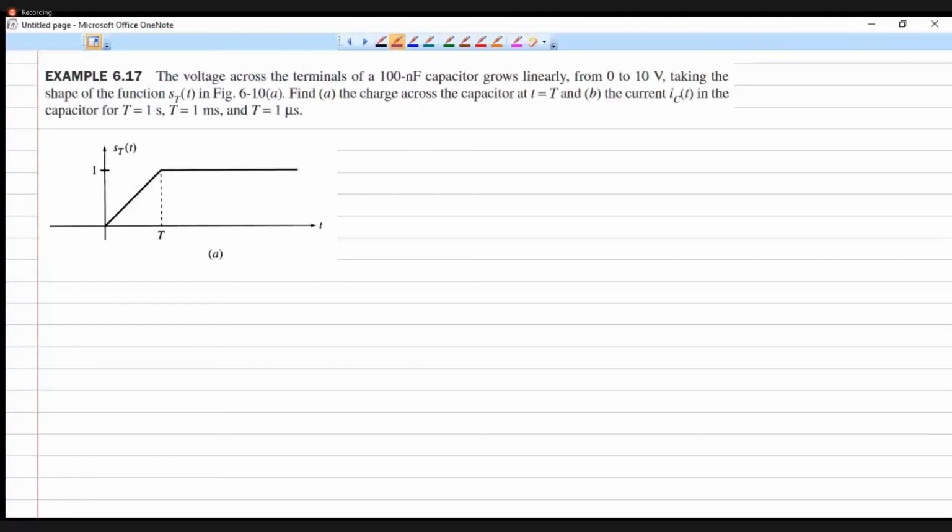So here we are applying a voltage across a capacitor, which is going to grow linearly from 0 to 10 volt, taking the time duration T. So this is the voltage across the capacitor. Let me denote it as Vc of t instead of s of t.